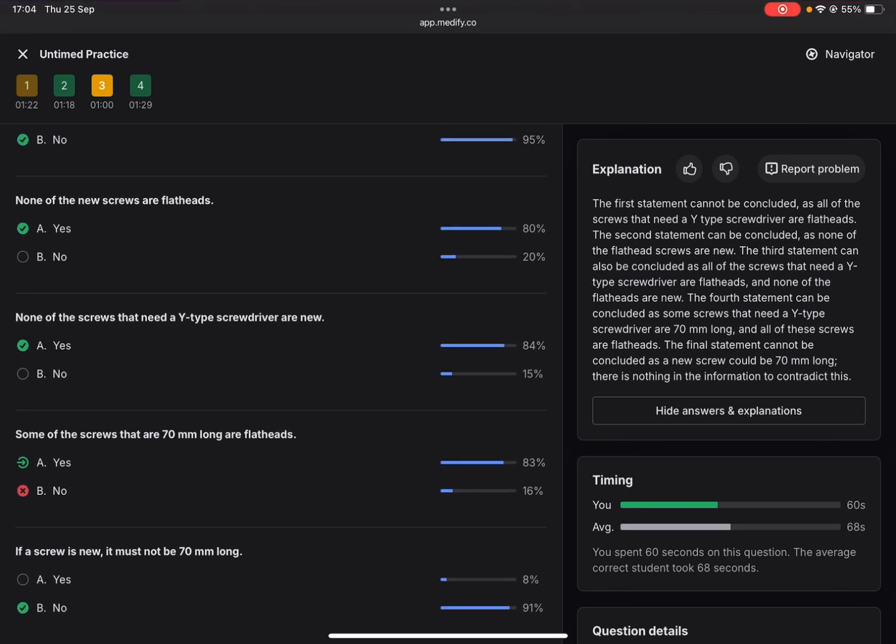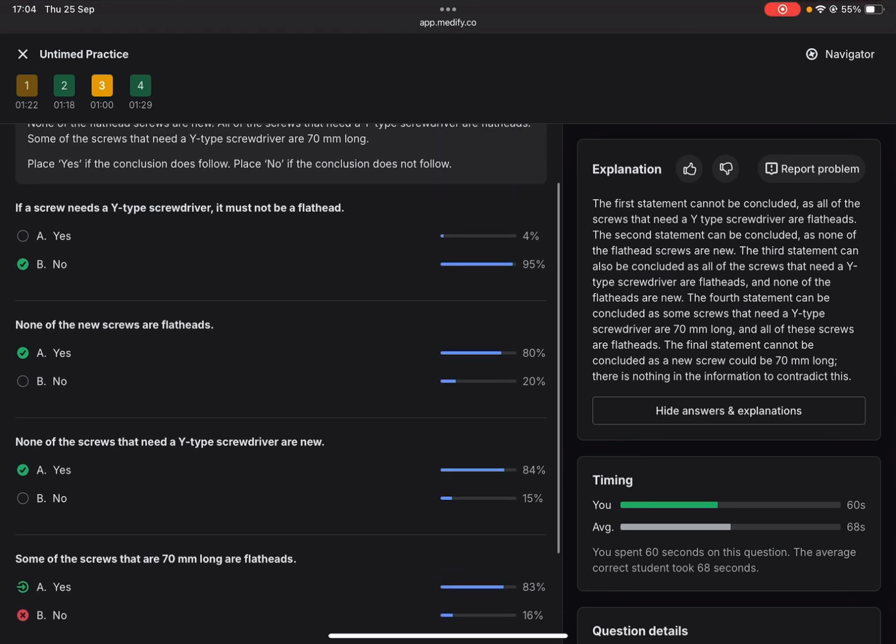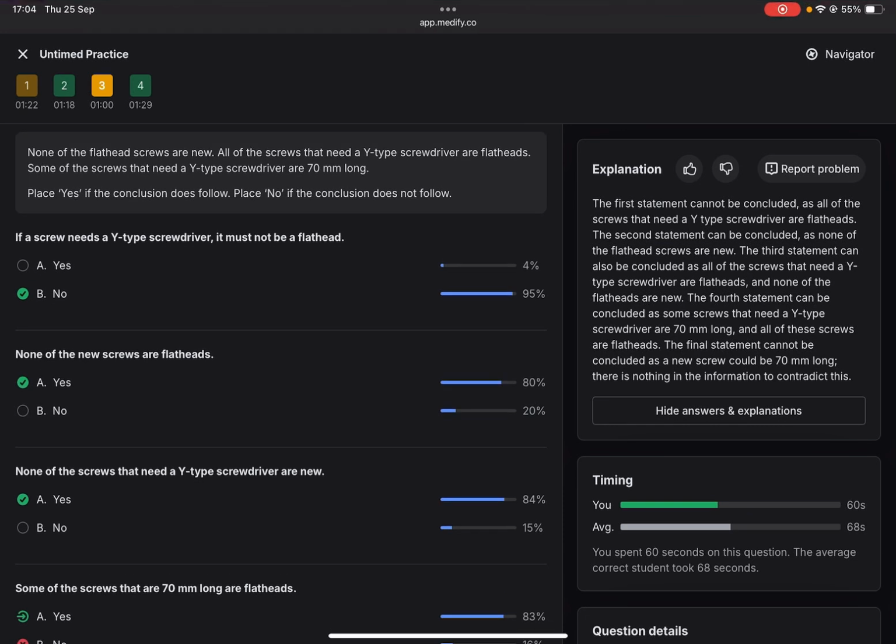This one, some of the screws that are 70 mm long are flatheads. Well, my only understanding of this is it could have been all of them. It could be that all of them are 70 mm, because it says some of the screws that need a Y-type are 70 mm long. Oh, actually, so therefore, yeah, no, I agree with my own logic, but sometimes, like I said, Medify isn't perfect. So I'll concede that first. I think I got the first one wrong. That's fair enough. But I think this one I would keep with my answer for.